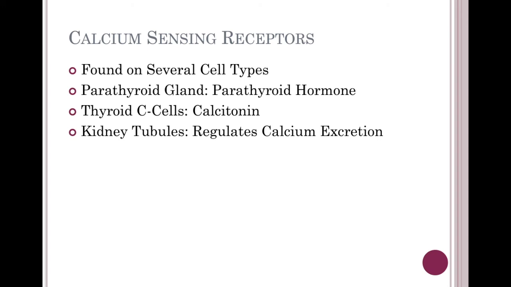So the calcium sensing receptors are found on many cell types, including the parathyroid gland, as we talked about, to produce the parathyroid hormone. They're also present in the thyroid to produce calcitonin, which is a negative regulator of parathyroid hormone, as we'll see, and in the kidney tubules to regulate calcium excretion.